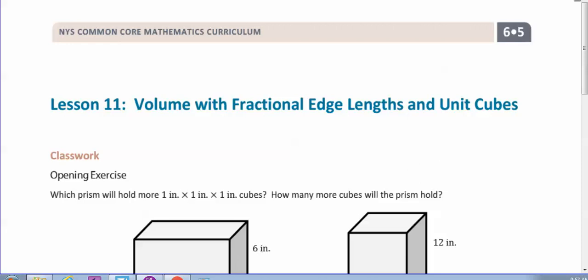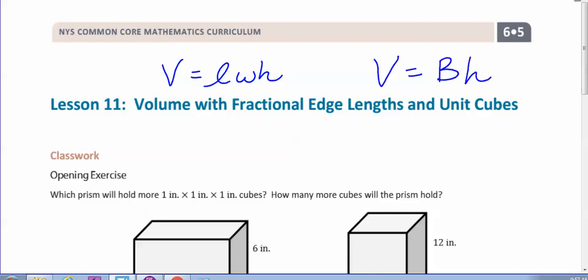Cassie. Very good. Volume equals length times width times height. There's another formula I want you to know. This one is really awesome. Volume equals capital B times H. So the capital B, does anyone have an idea of what that could mean?